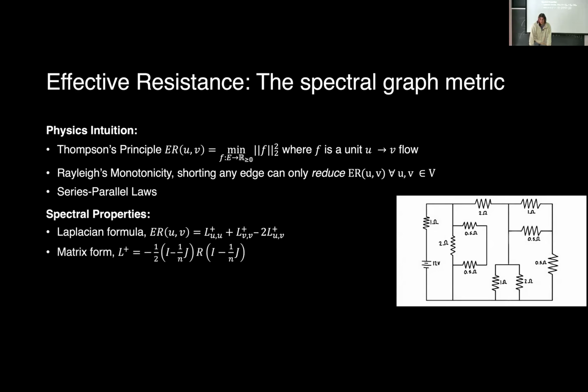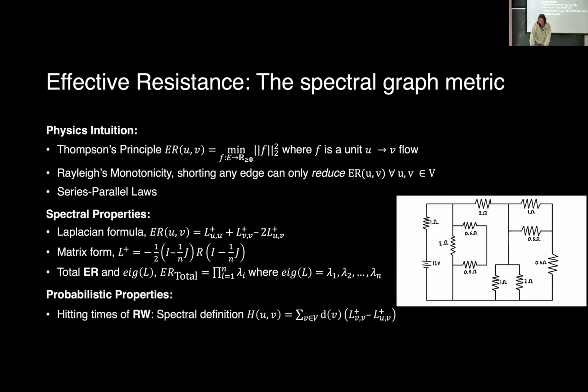You can also write this as a matrix. The pseudo-inverse of the graph Laplacian is a scaled version of the thing on the right-hand side, which is the resistance matrix. That's all-pairs effective resistance conjugated by this projection matrix, I minus 1 over n J. J is the all ones matrix, and this projects away from the span of the all ones vector. We also have this connection: the total effective resistance, if I sum up all pairs, is related to the product of the Laplacian's eigenvalues.